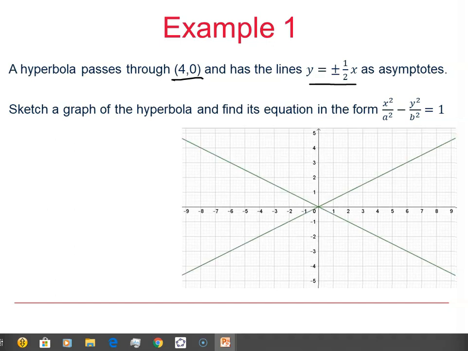So we are going through, for example, (2, 1) gives us a slope of a half, and obviously (negative 2, 1) gives us the other asymptote. So those are the two asymptotes. We also know it crosses the axis at 4 and negative 4 therefore, and so the hyperbola is going to look like this.